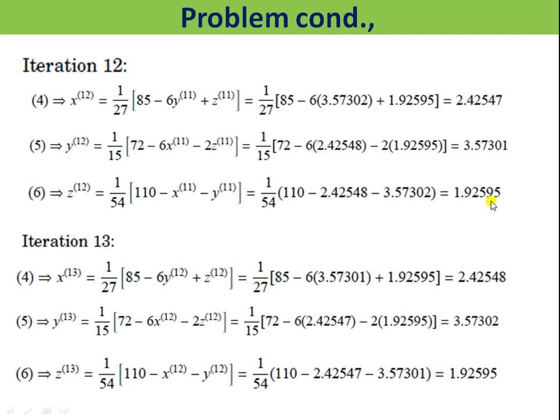So why am I going through this many iterations? After the decimal, 5 digits must be equal. That is what they are asking in our question. So here it is not equal. Therefore, again I have to move to the 13th iteration.